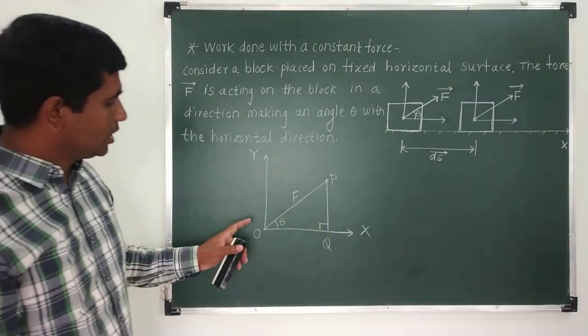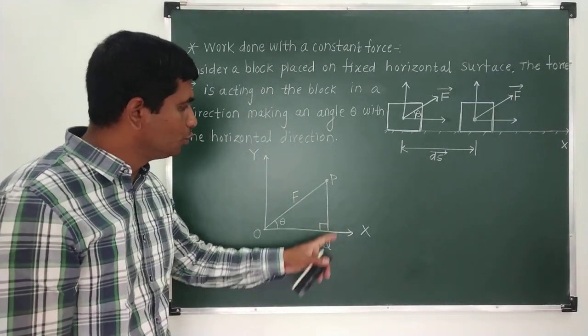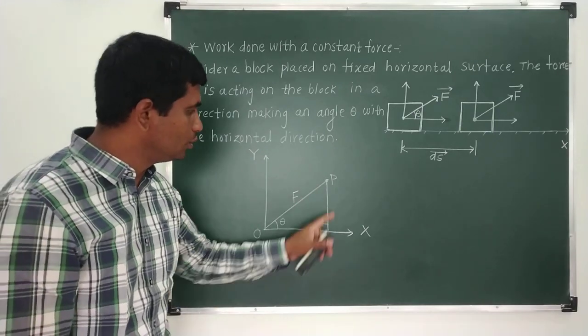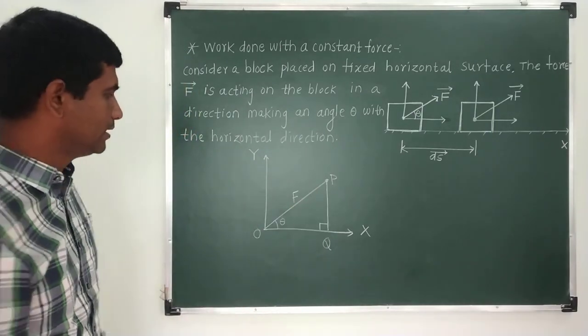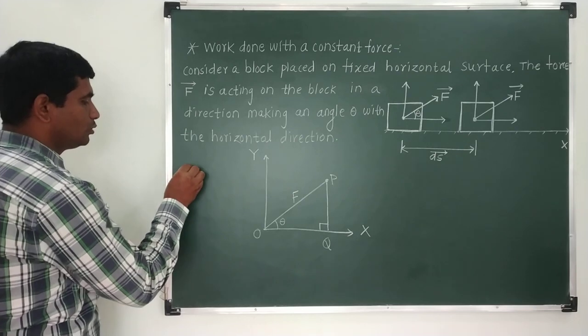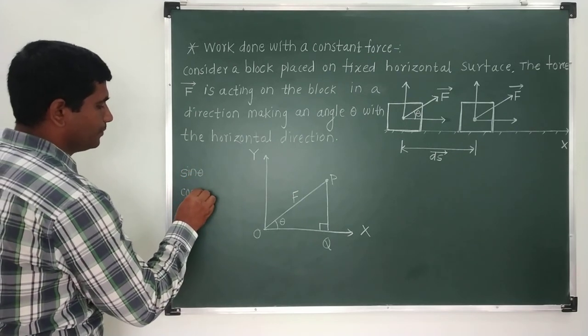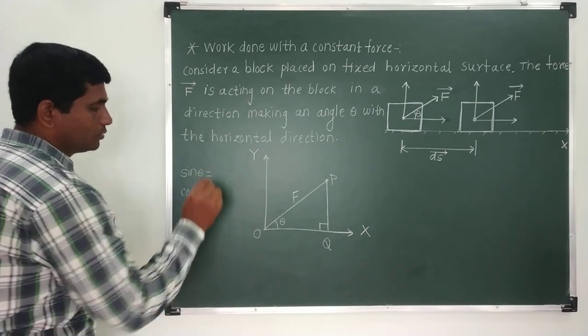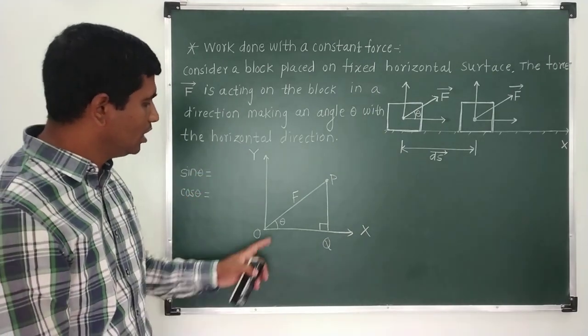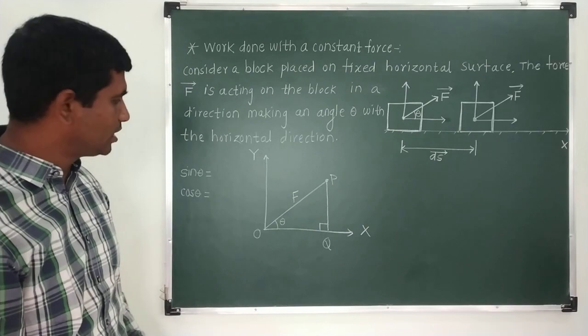Now if you consider the triangle OQP, it is a right angle triangle, and if I ask you to find the two ratios, sin theta and cos theta, in this triangle, what is the definition of the sine trigonometric function?